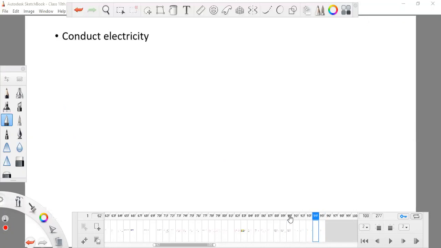Now, after tomorrow, because tomorrow we are not having any class because of Friday, so on Saturday, I will tell you another property of bases, which is conduction of electricity.